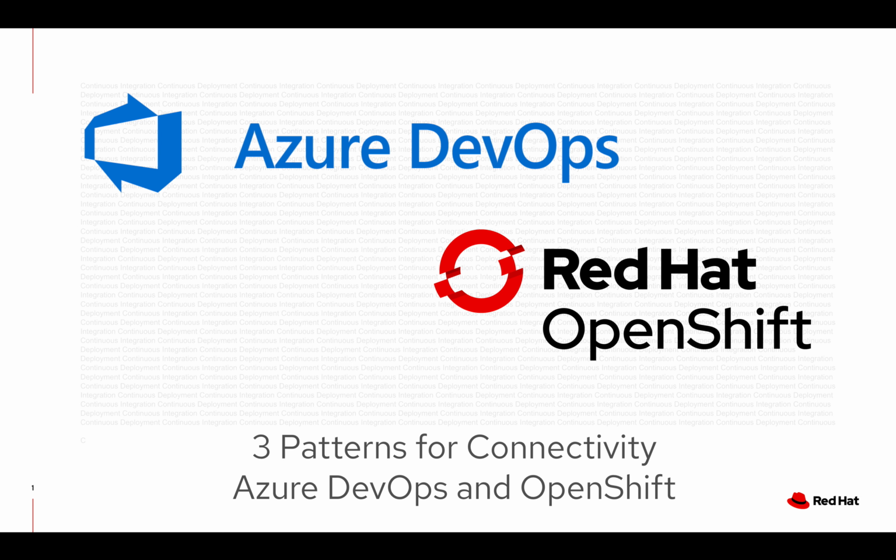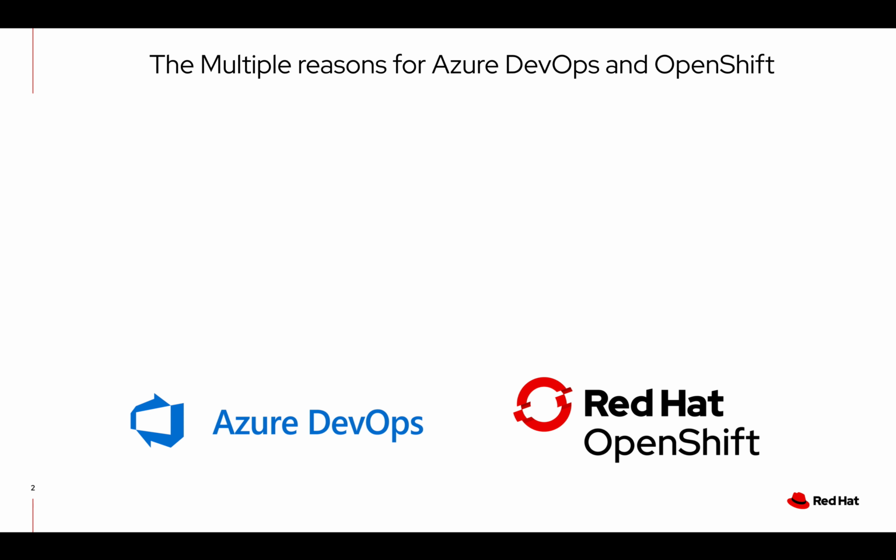In this video, we're going to explore 3 patterns of how you can integrate your Azure DevOps pipeline with OpenShift. But let's first look at the why of Azure DevOps and OpenShift. And these decisions usually span a lot of groups, but if we just take the IT stakeholders, i.e. developers, architects, and operations, there are multiple reasons.